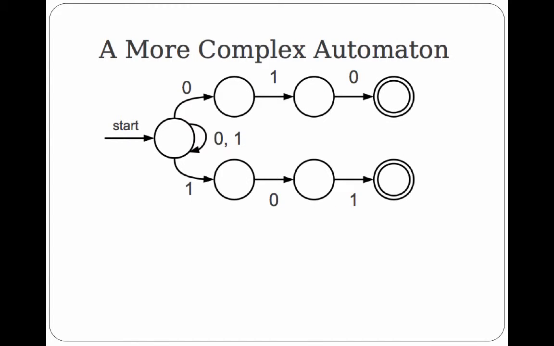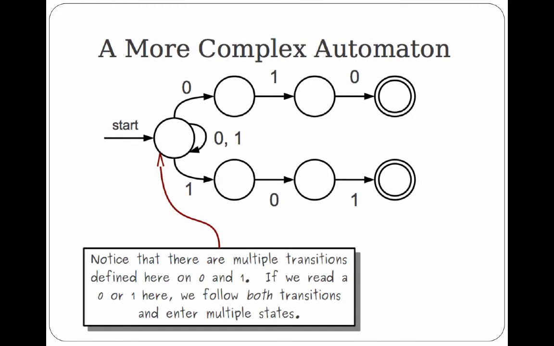Okay, well let's get hairier here. Let's look at some more complex automata. Here's an example of one that's more complex. Notice that there are multiple transitions defined here on 0 and 1. So if you're in the start state and you have a 0, you can either go up to that state to the top left, or you can stay in the start state. Similarly, for 1, there are 2 states that you can go to.